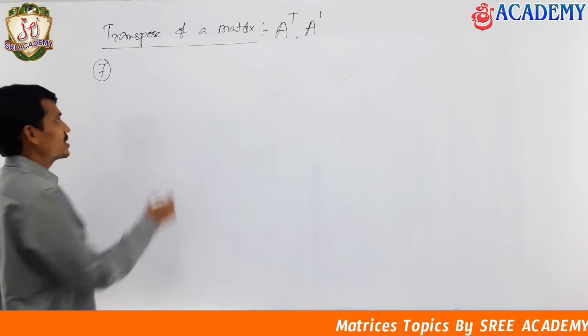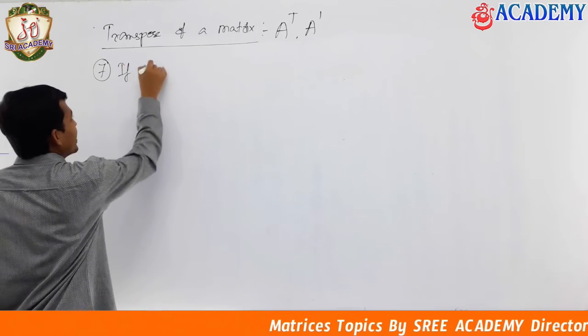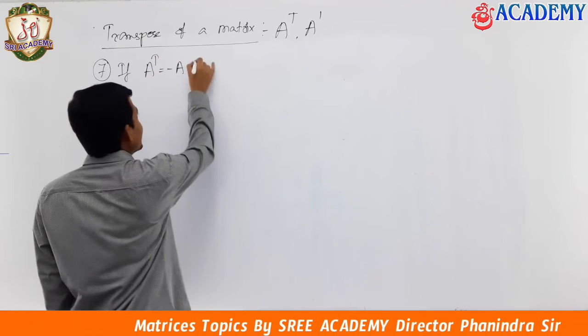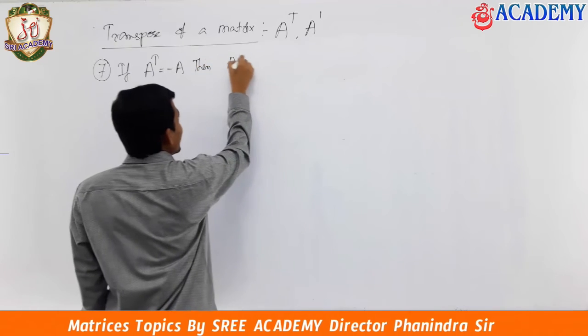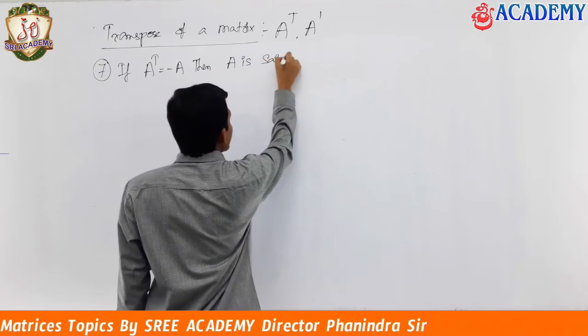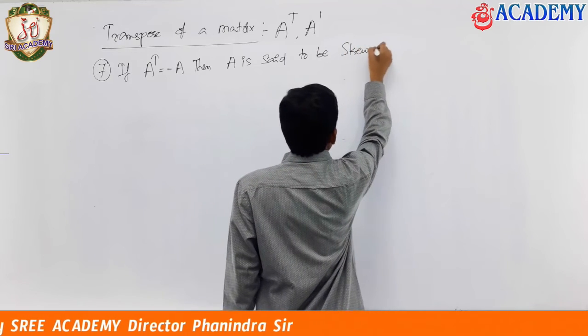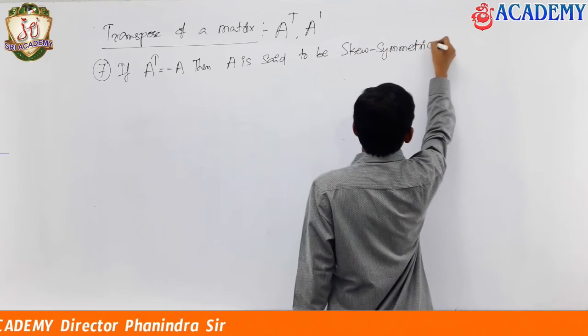One more property: if A transpose equals minus A, then A is said to be a skew-symmetric matrix.